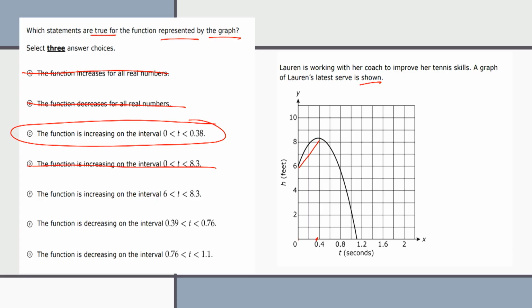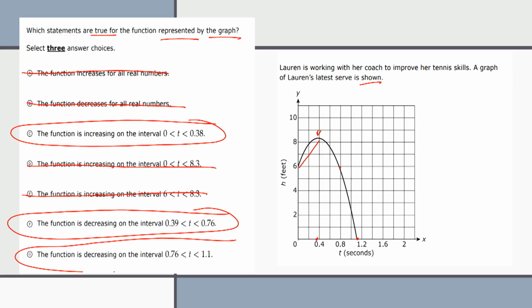The function is increasing on the interval 6 all the way to 8.3. Well, that's not true because it doesn't show 6 to 8.3. So I had the function is decreasing on the interval of what? Here, which is 0.39, to here, which is about 0.76, which is true. Then it says the function is decreasing on the interval of 0.76 all the way to here, which is about 1.1. So this one is true.